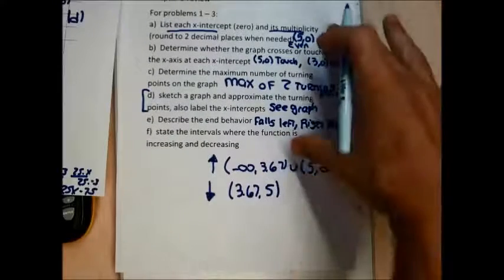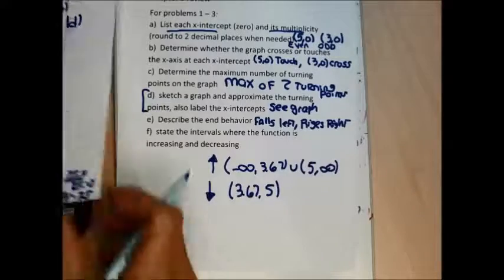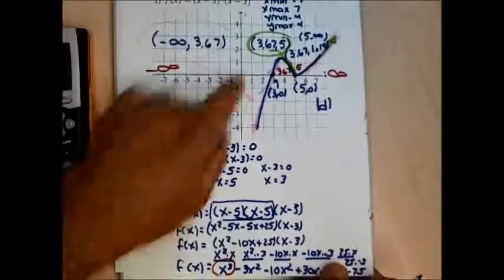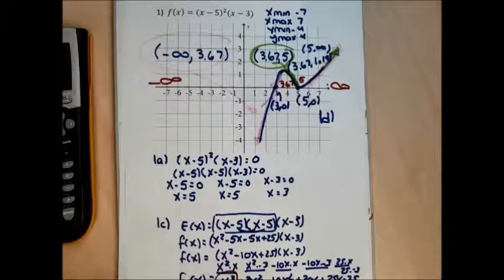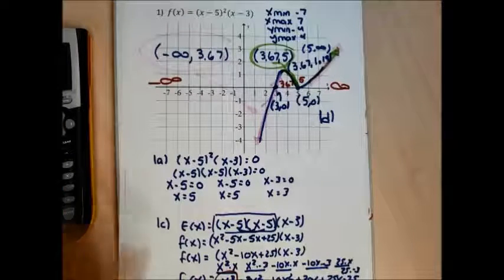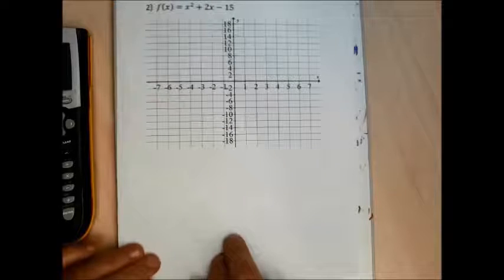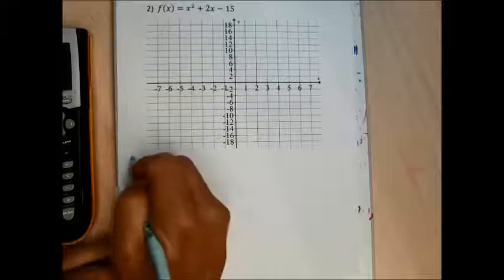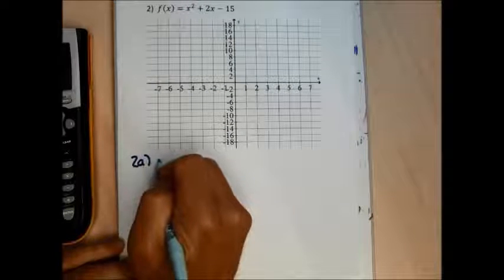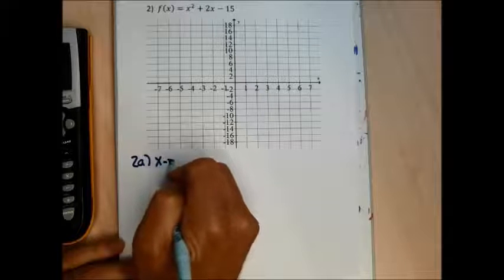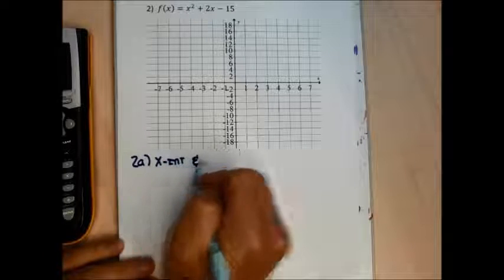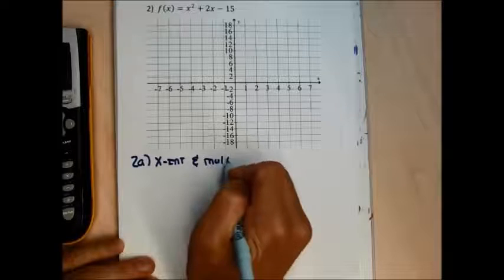So everything is more or less written here other than the graph with the turning points labeled. I have more on my graph than I probably really needed to show, but I needed these intervals to help myself through the other parts. So for question 2, the first thing I'm supposed to do in part A is to find the x-intercept and the multiplicity of each x-intercept.